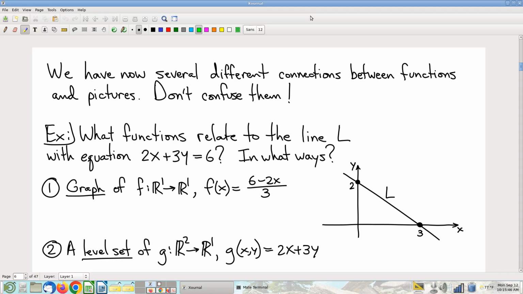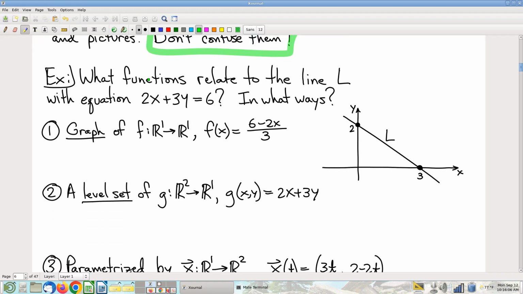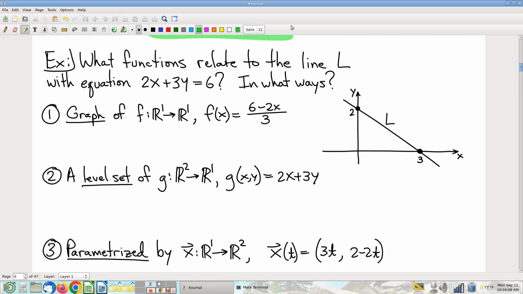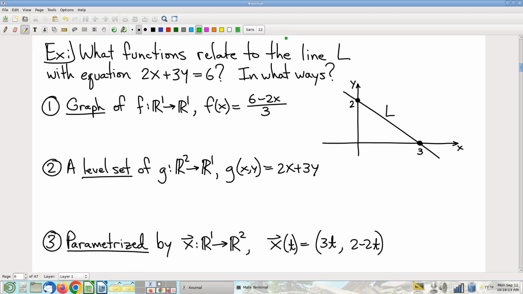And we've now seen various other ways to represent functions with pictures. So be careful. Don't confuse them. If you're relating pictures and algebra, you need to be very clear in your mind, and ideally as clear as possible to the reader, what is the nature of the relationship between these things? So here's an example of the kind of confusion that can come up if you're not careful about this.